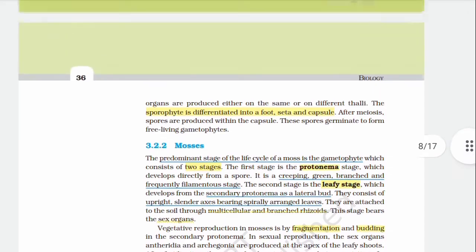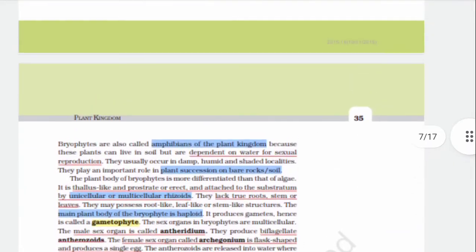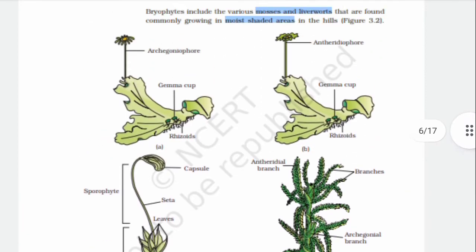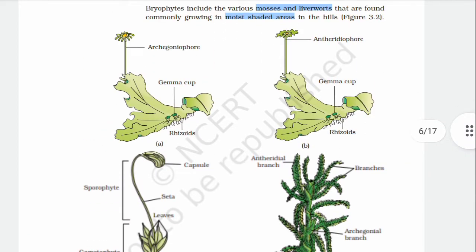Here we will see the images. Okay. The first one, that is A and B, is Marchantia, that is liverworts. Here you can see gemma cup. This gemma cups will produce asexual buds called gemmae. These are rhizoids that are root-like structure. You see they are like dorsiventral. They are like pressed, right?